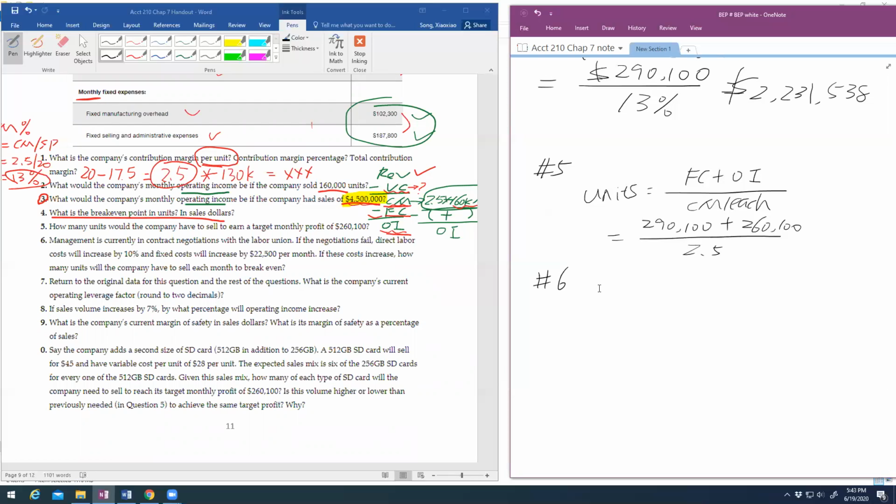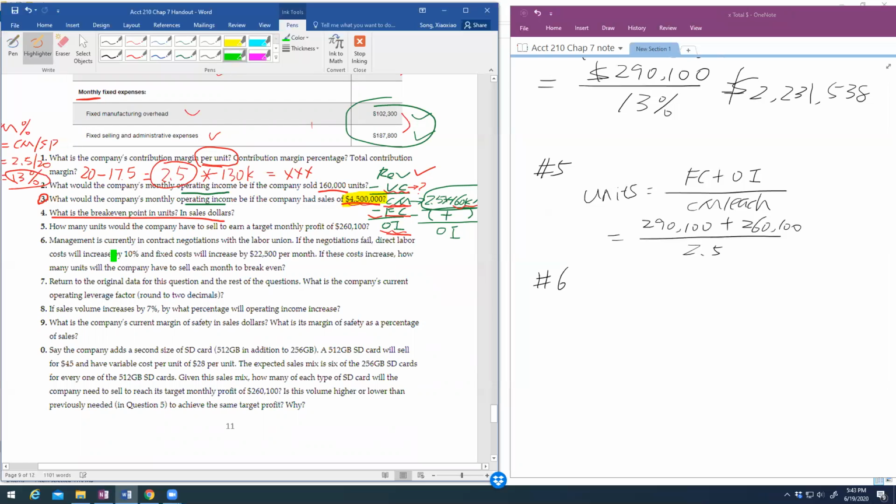Let's look at this one. Management is currently in contract negotiation with the labor union. If negotiation fails, direct labor cost will increase by 10%.